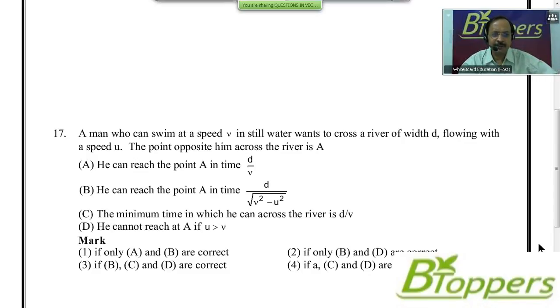Statement A, he can reach the point A in time d by v. Statement B, he can reach the point A in time d by root of v square minus u square. Statement C, the minimum time in which he can cross the river is d by v. Statement D, he cannot reach A if u is greater than v.